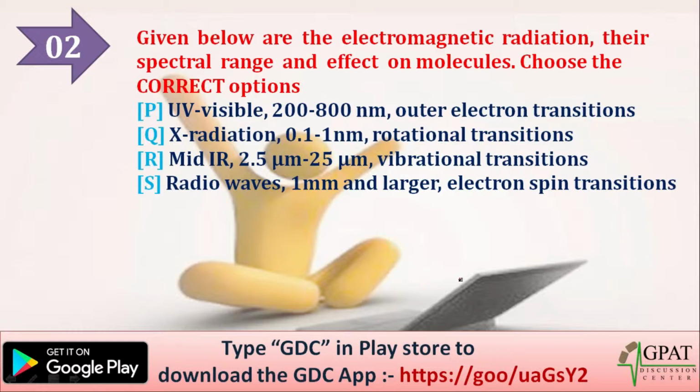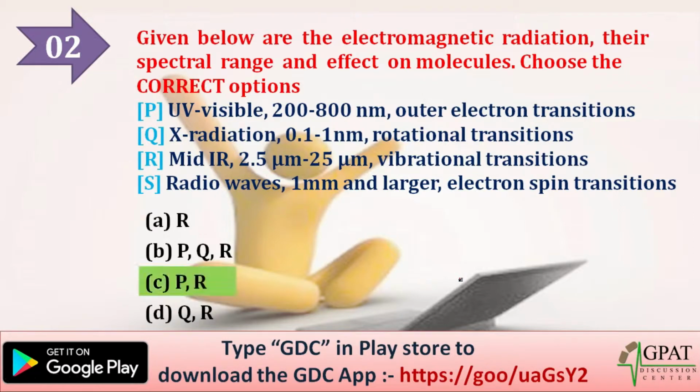So we have to choose the correct option, and the options are option A R, option B PQR, option C PR, option D PQ and R. So which of these options are correct? So the correct options are P and R, that is UV visible 200 to 800 nanometer, outer electron transitions, and R is mid IR 2.5 to 25 micrometer, that is vibrational transitions.